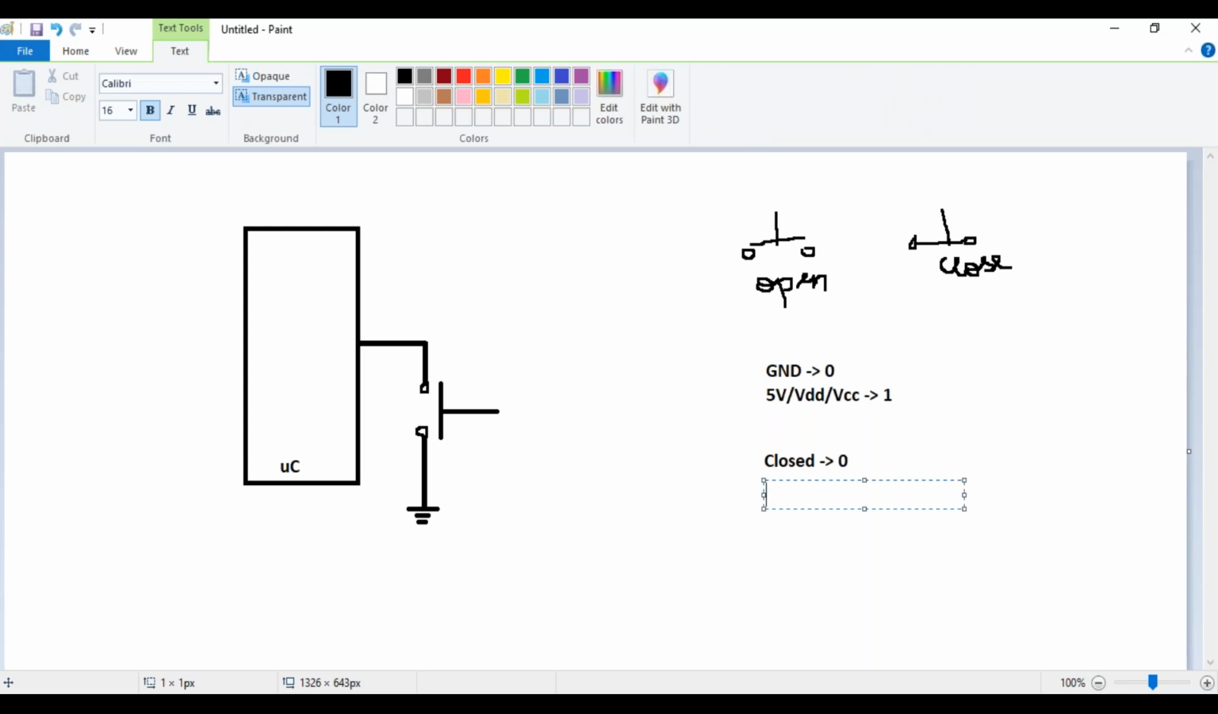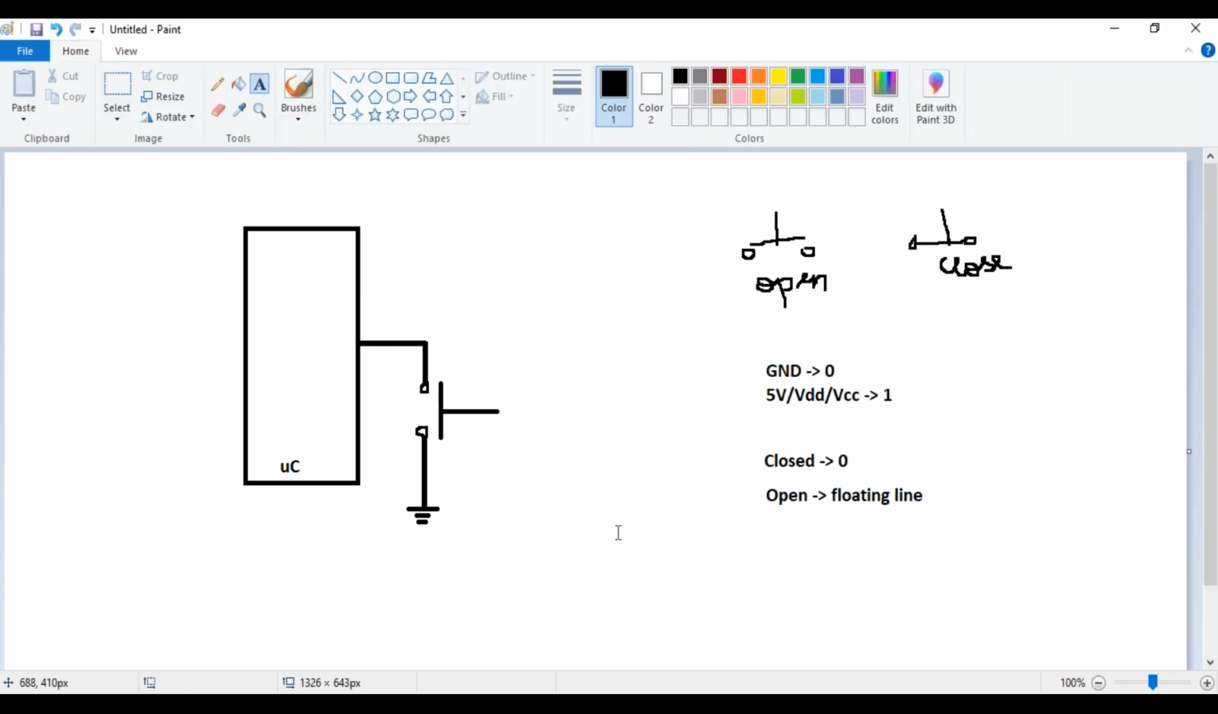So it is leading to something called a floating line. Now the problem with this floating line is, remember, this floating line can get the noise around it attracted. Due to the noise or electromagnetic waves being attracted by this floating line, you might end up reading a 1 at the pin of the microcontroller.